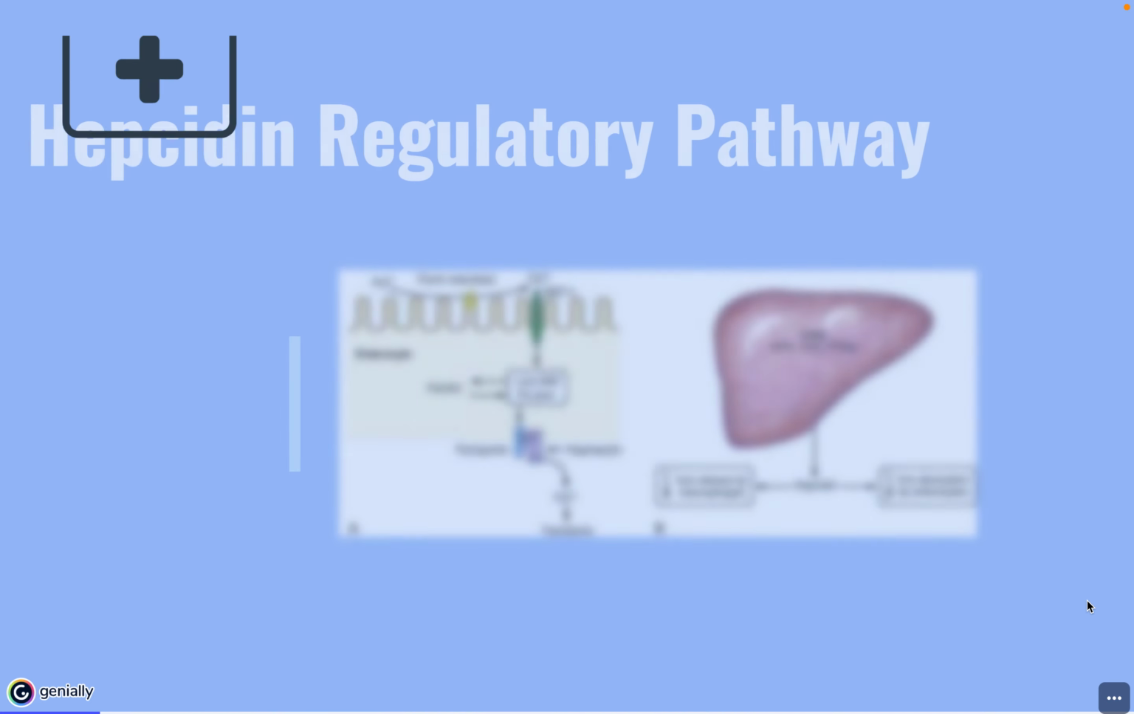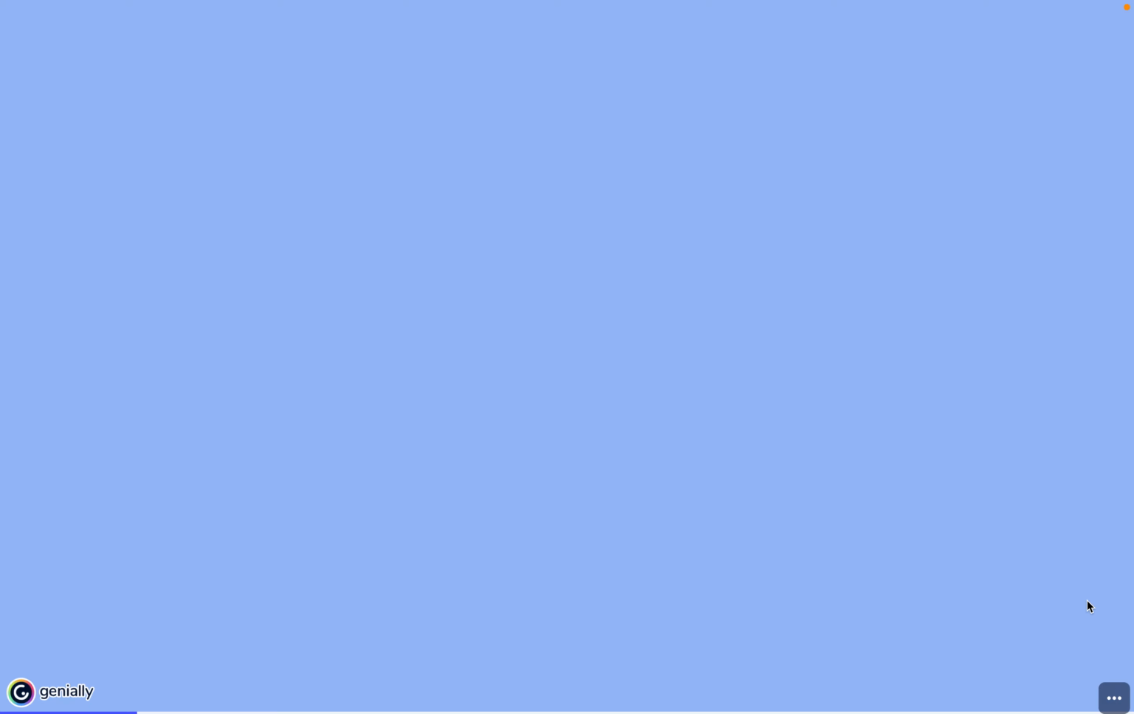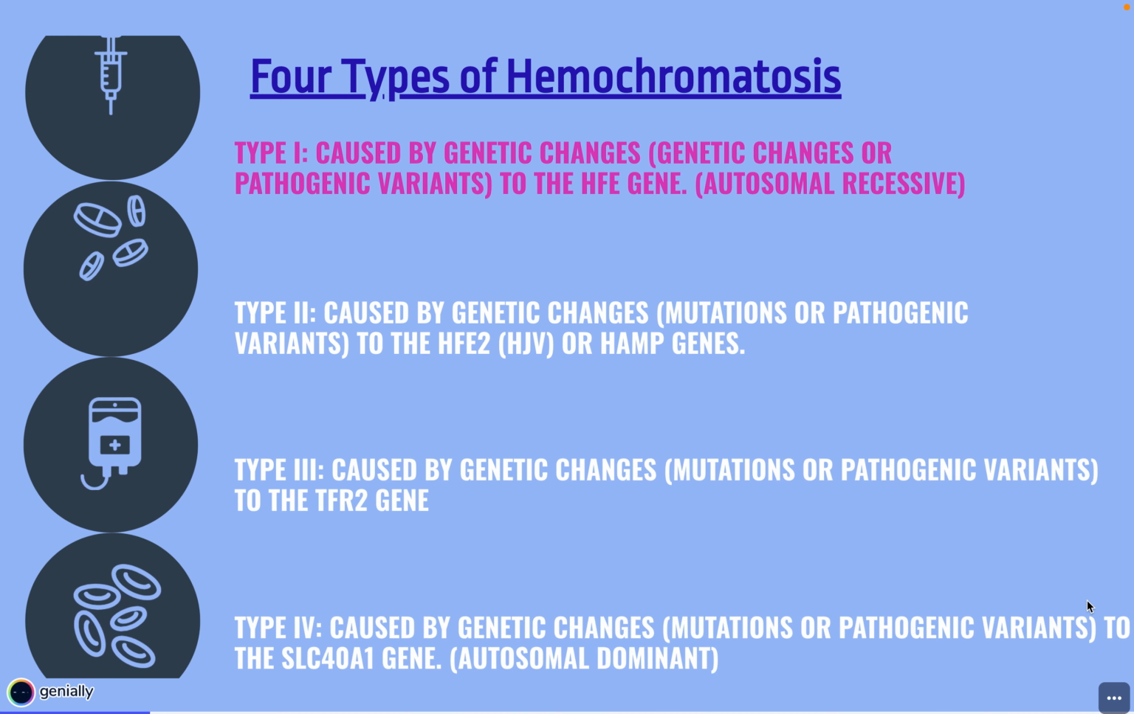In the liver, iron levels are controlled by the hepcidin regulatory pathway. It can be said that anything that disrupts this pathway can lead to hemochromatosis. Hepcidin is a negative regulator for iron absorption. There are four main types of hemochromatosis, each affecting the hepcidin regulatory pathway.